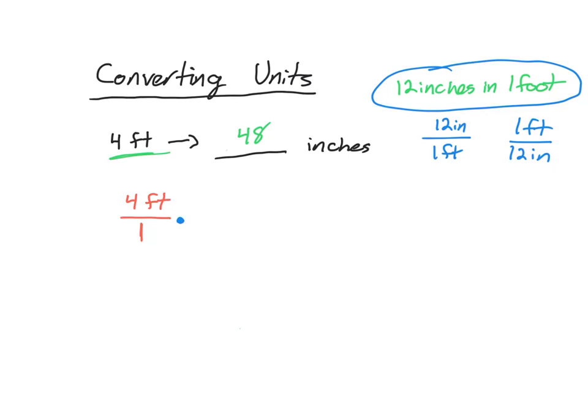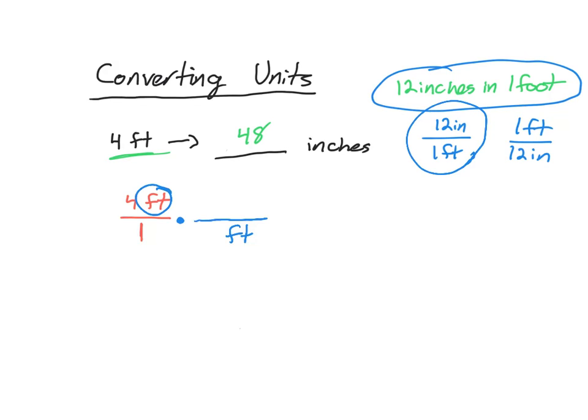The conversion factor we use, this one or this one, is dependent upon what our original fraction is. And the reason is because we want to make sure our units cancel. So if I have feet on the top, I am going to pick the conversion factor that has feet on the bottom. Because in fractions, if we have something on the top and something on the bottom, we can cancel.